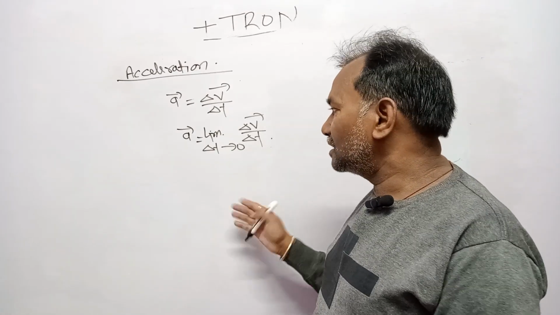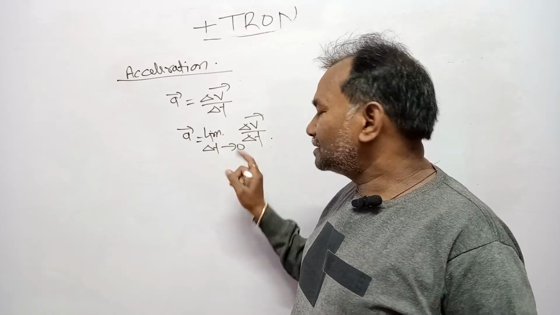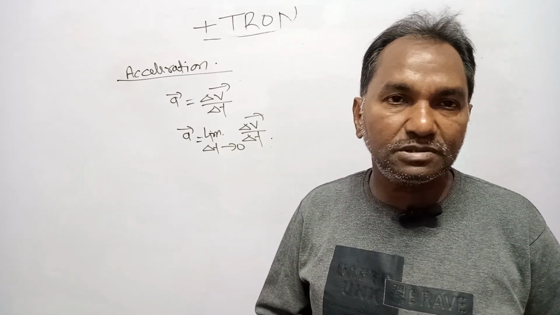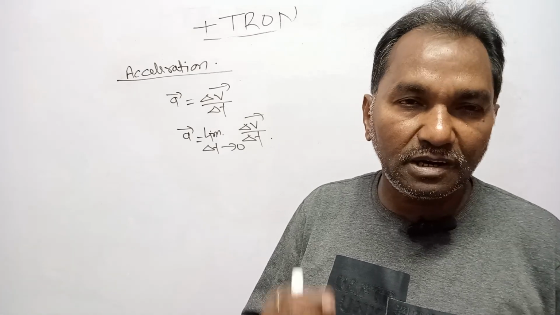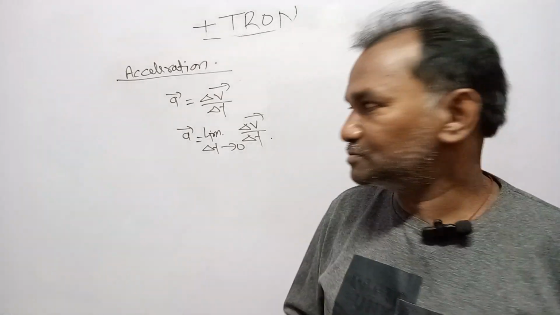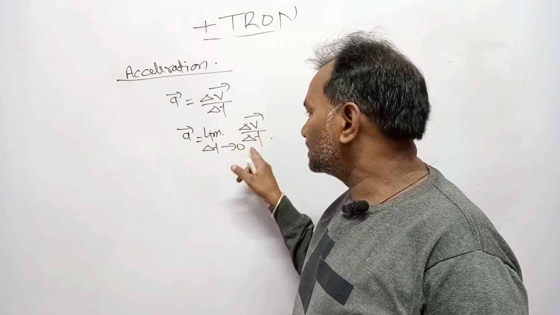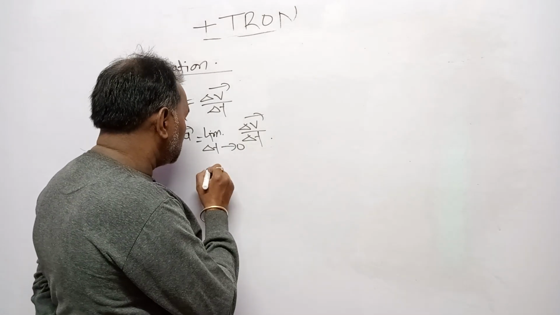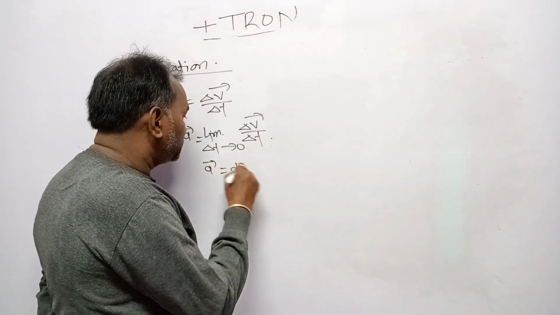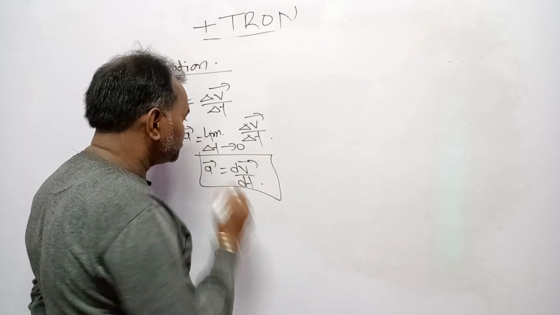Dear students, in my last video I told you that limit delta t tends to 0 means the time difference is approaching 0 but not 0. It is infinitesimally small. A is equal to limit delta t tends to 0 of delta V upon delta t. This expression you might write as A is equal to dV upon dt. This is the acceleration actually.